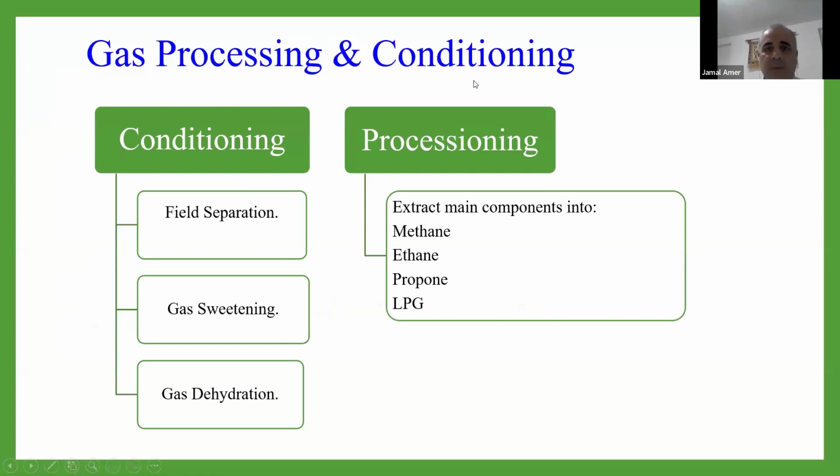So, gas processing and conditioning: what activities happen in the conditioning? Field separation, gas sweetening, and gas dehydration. All these activities or process treatments should be done for the raw gas to make it as per the required specification for selling. And in processing, we extract the main components: methane, ethane, propane, LPG.